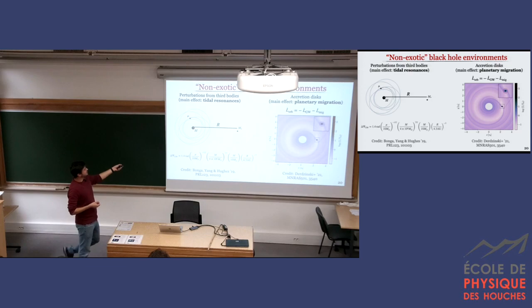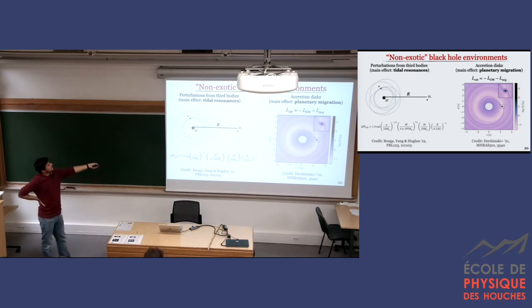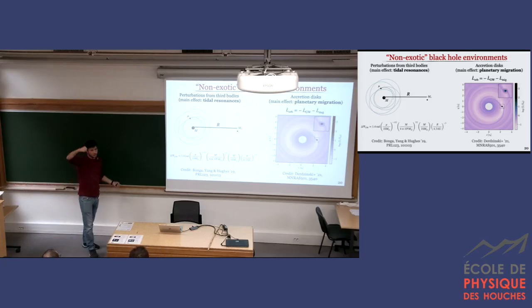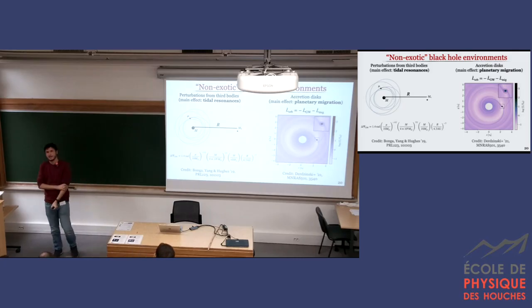So for example, perturbations from a third body. If you have an MRI, and a third body with mass M star, some distance r away from your binary system, this will perturb your binary system, your MRI system, and will, in principle, tidally perturb your system. In particular, it has been shown that it can lead to something called tidal resonance, so at some specific frequencies, it essentially kicks your binary and changes the parameters of your binary very quickly.